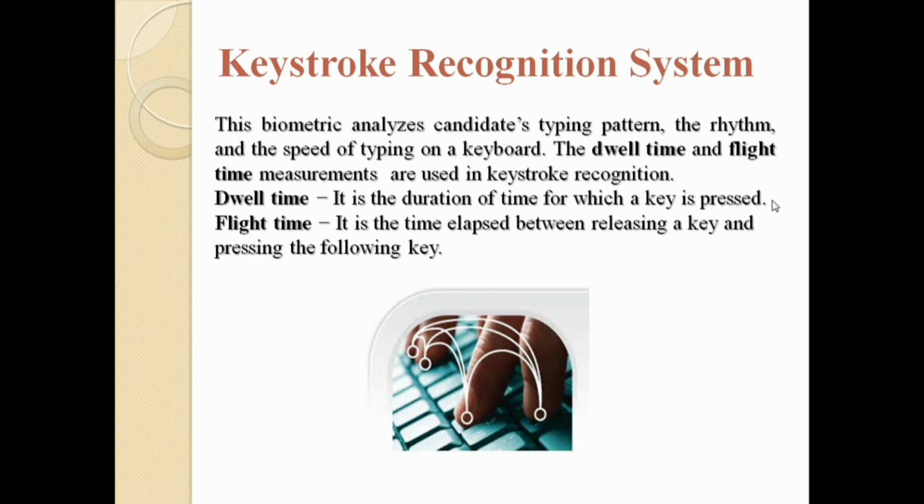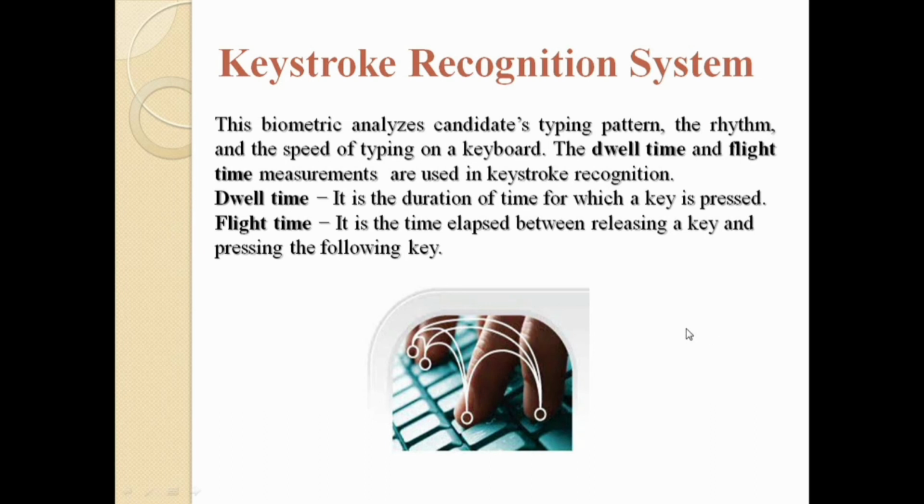Dwell time is the duration of time for which a key is pressed. And flight time is the time elapsed between releasing a key and pressing the following key. Basically, the gap between when I press A and B to type AB, the gap between the two, is called flight time. So I hope you have already learned the basics of the biometric system, what we have in two processes, physiological and behavioral.